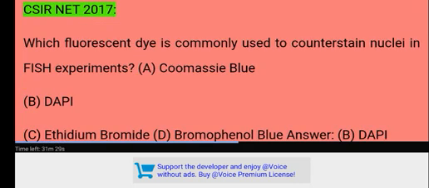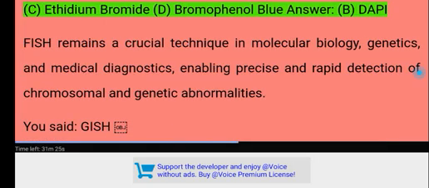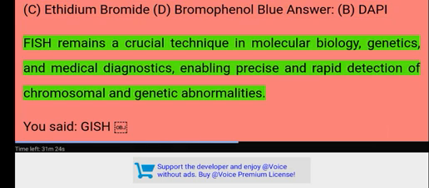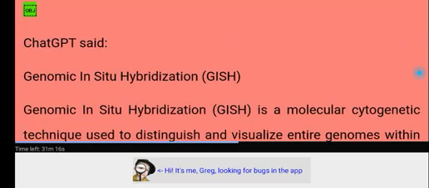CSIR-NET 2017. Which fluorescent dye is commonly used to counterstain nuclei in FISH experiments? A. Coomassie blue. B. DAPI. C. Ethidium bromide. D. Bromophenol blue. Answer: B. DAPI. FISH remains a crucial technique in molecular biology, genetics, and medical diagnostics, enabling precise and rapid detection of chromosomal and genetic abnormalities. You said, GISH.